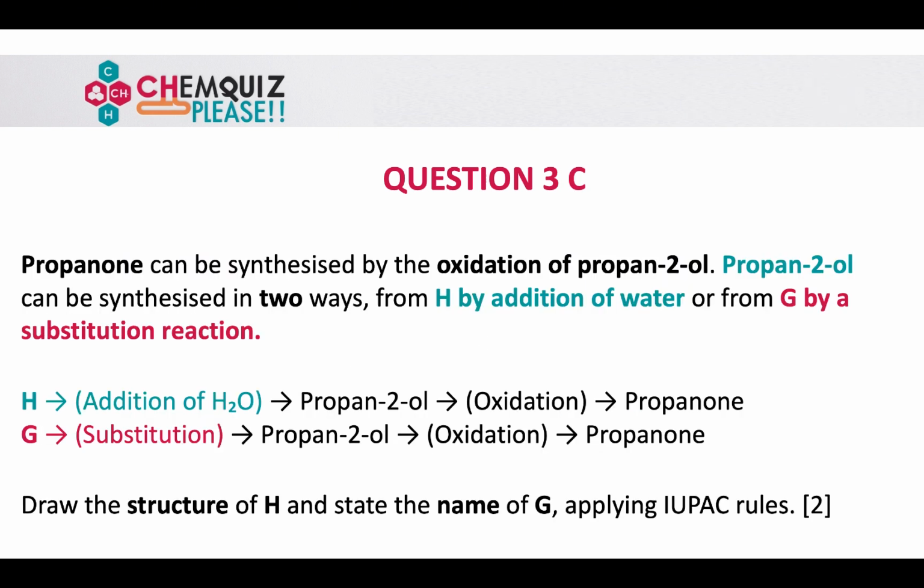Next up, question 3, part C. Propanone can be synthesized by the oxidation of propan-2-ol. Now, propan-2-ol itself can be synthesized in two ways, either from compound H by the addition of water or from compound G through a substitution reaction. Your task is to draw the structure of compound H and determine the name of compound G. You have 60 seconds to answer, and your time starts now.